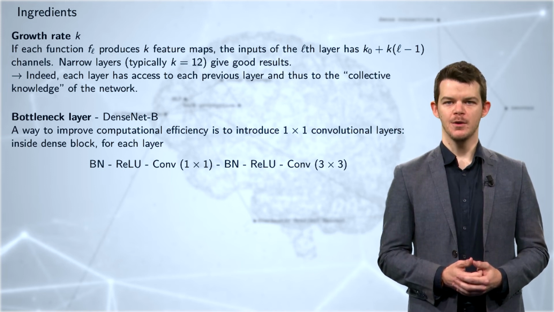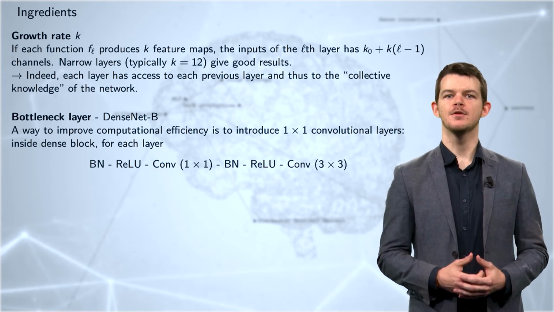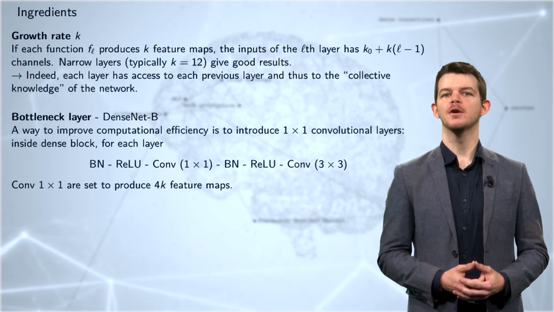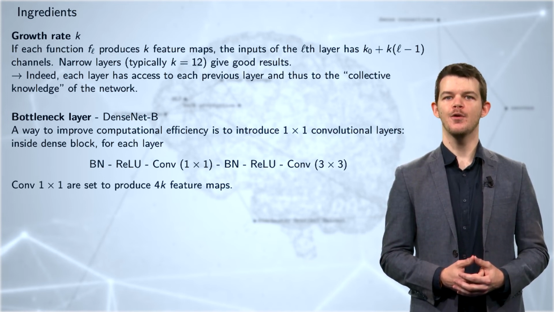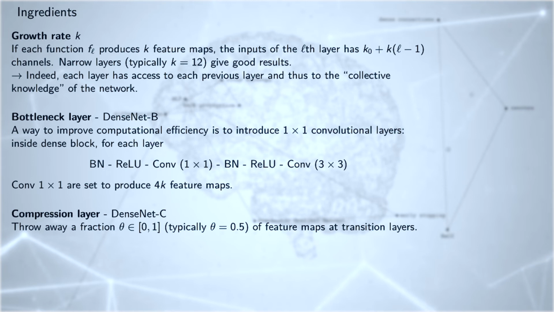Using 1x1 convolutions helps decreasing the depth of the output volume, therefore reducing the number of parameters needed in the 3x3 convolution step. By default, 1x1 convolutions are set to produce 4k feature maps, where k is the growth rate. Finally, compression layers, called DenseNet C, are used to throw away a fraction of feature maps at transition layers.